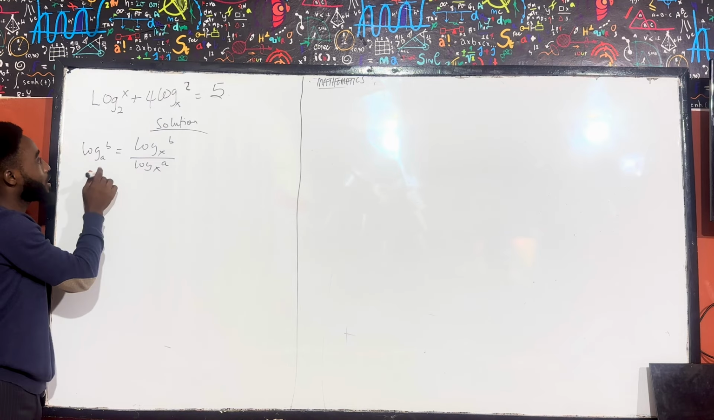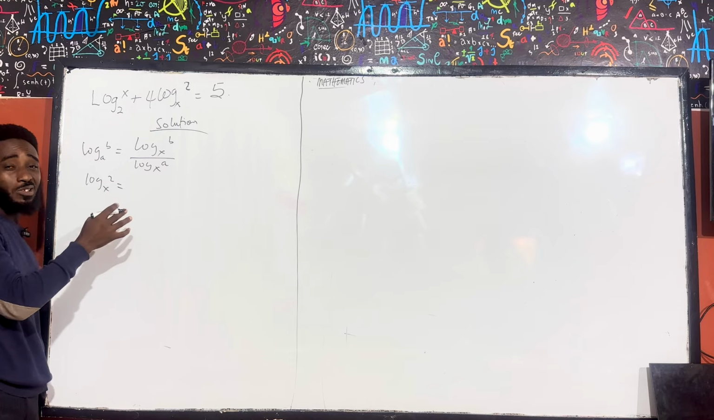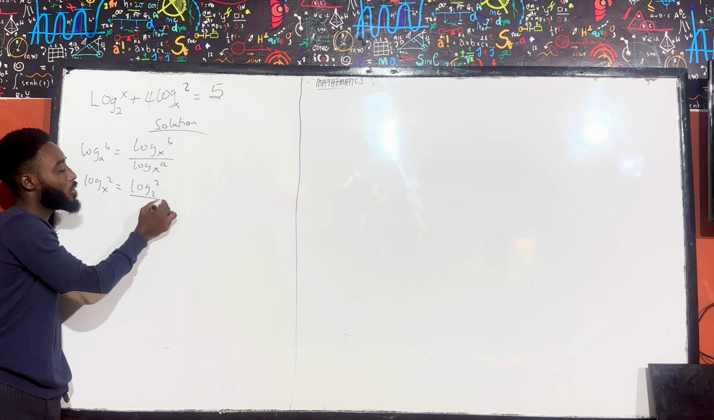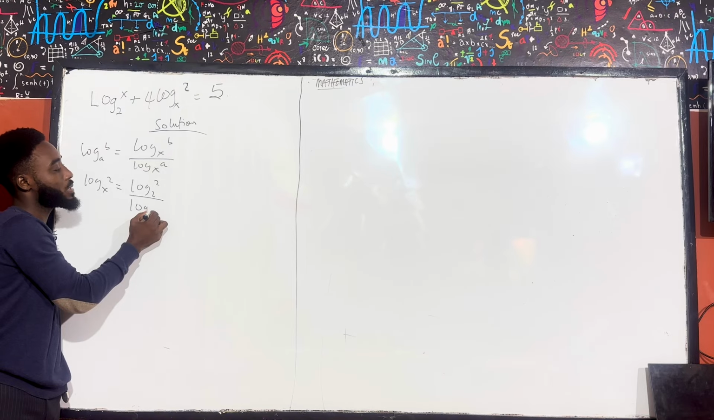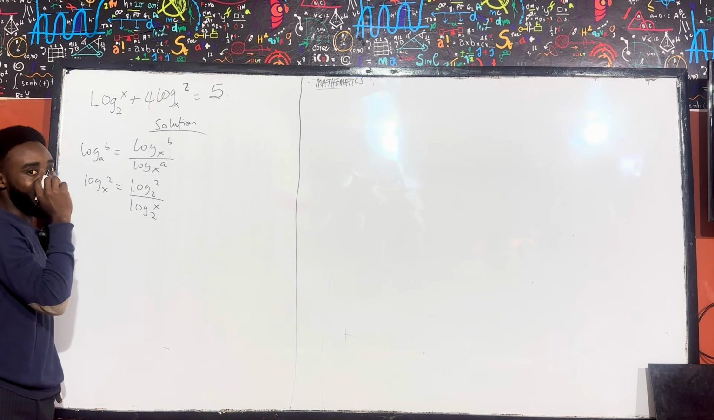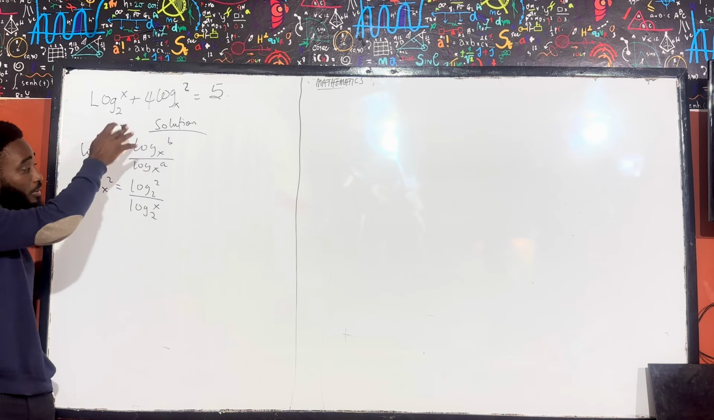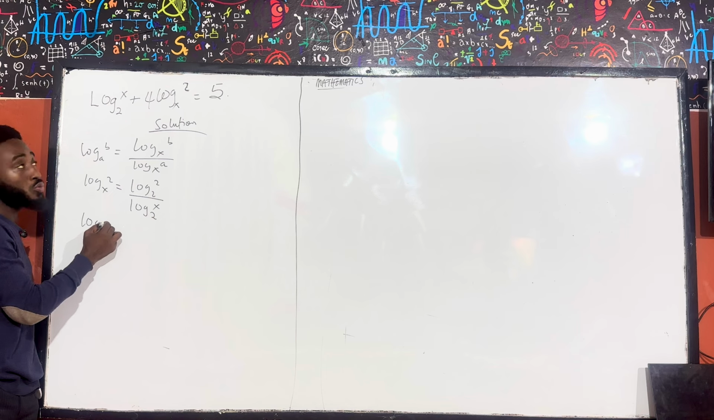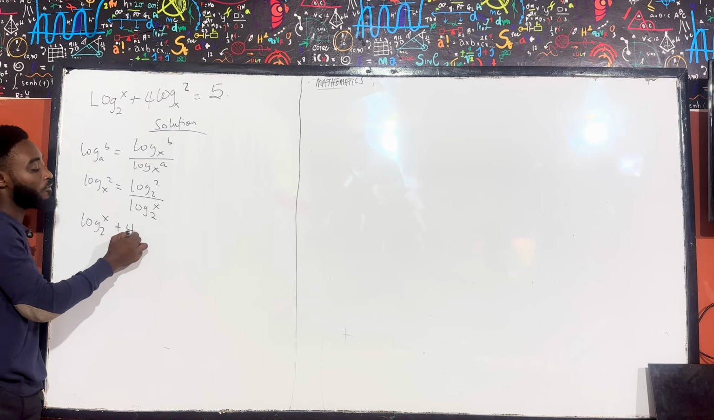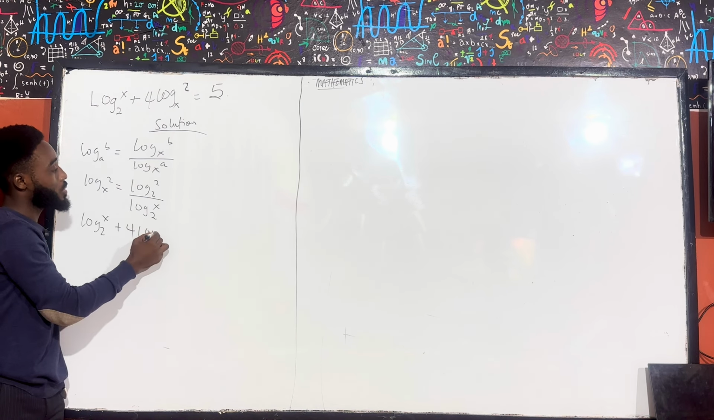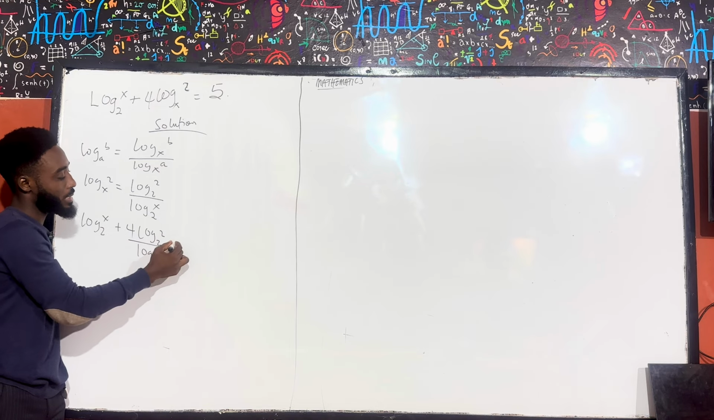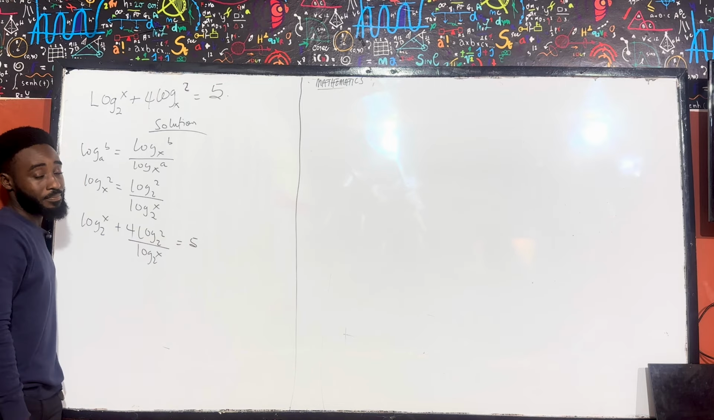So if I have log to the base x of 2 and I want to change it into base 2, I'm going to have log to the base 2 of 2 all over log to the base 2 of x. So having done this, I can rearrange this whole thing to now look like this. I'll have log to the base 2 of x plus 4 log to the base 2 of 2 all over log to the base 2 of x is equal to 5.